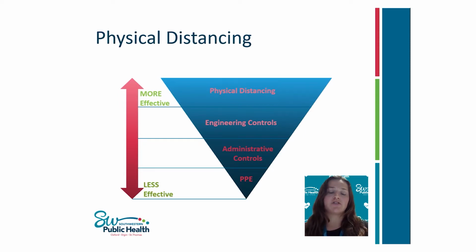We're doing this by ensuring that staff and clients maintain at least 2 meters or 6 feet of distance when it's practical, on things like breaks or during social activities. Physical distancing is proven to be one of the most effective ways to reduce the spread of illness during an outbreak. Underneath physical distancing, we've got engineering controls.